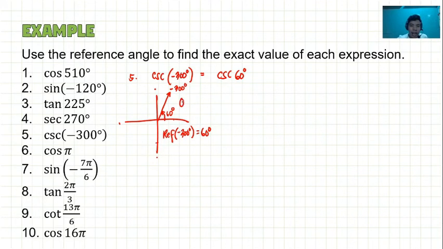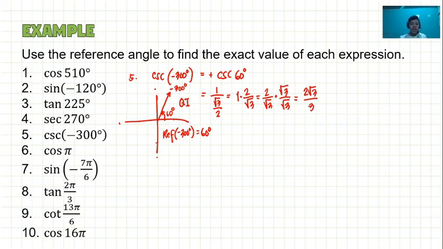And since the angle is in quadrant 1, cosecant is positive. Cosecant is 1 over y, so that is 1 over the y-coordinate of the angle 60 degrees, which is square root of 3 over 2. So we now have 1 times 2 over square root of 3, which is 2 over square root of 3. Then rationalize. Our final answer will be 2 square root of 3 over 3. So that is for number 5.